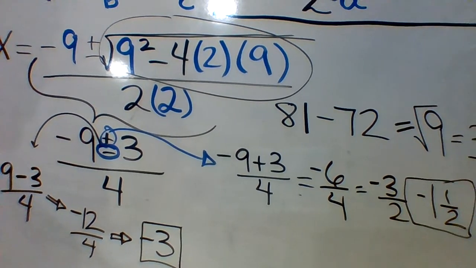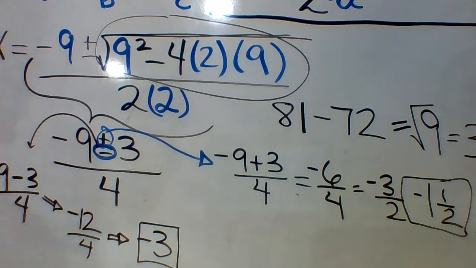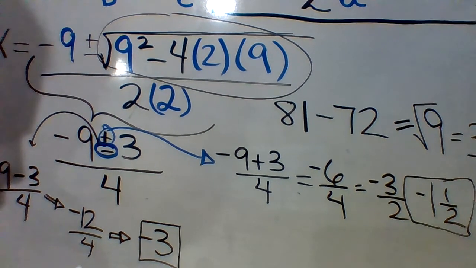Take a look at negative 3 and negative 1.5, and you will see that there are x-intercepts located at those coordinates.